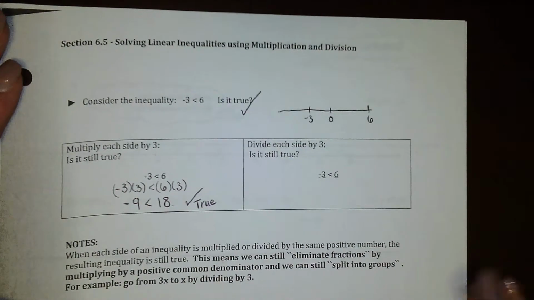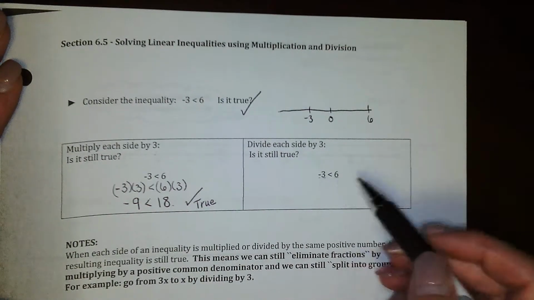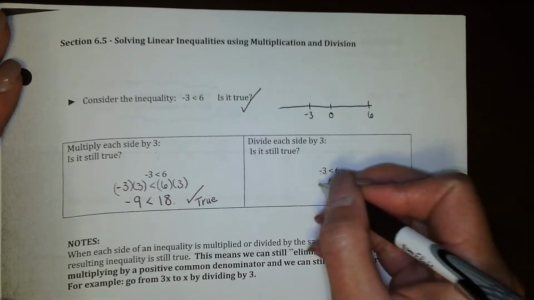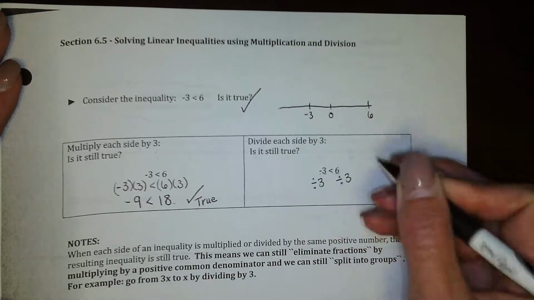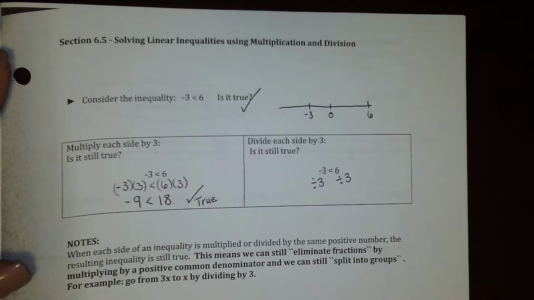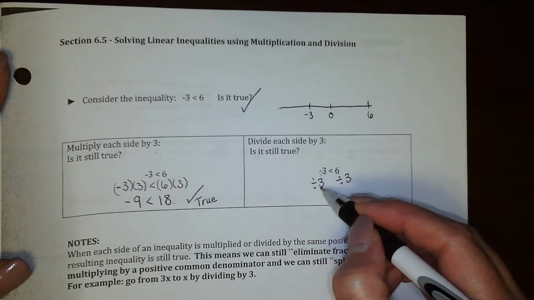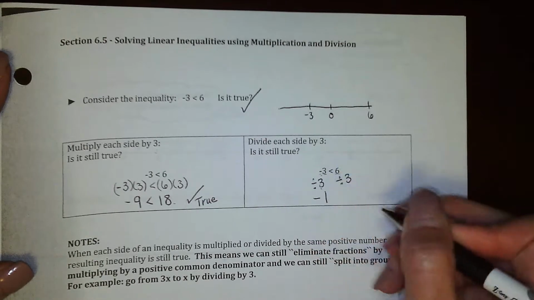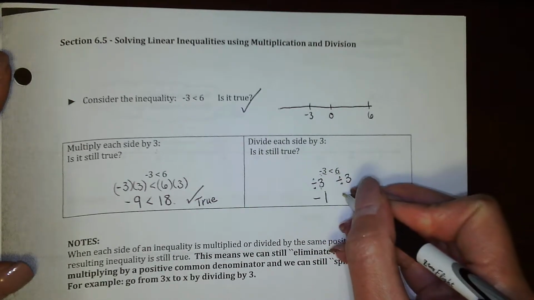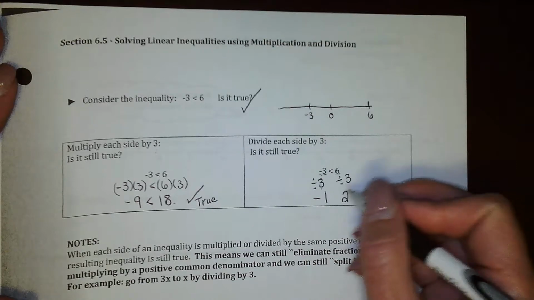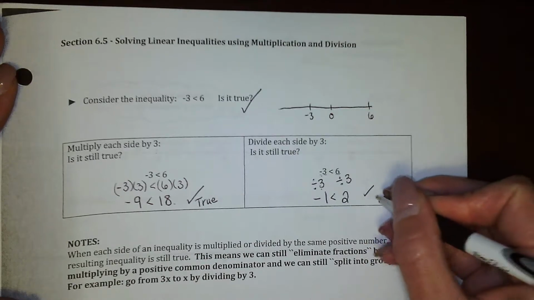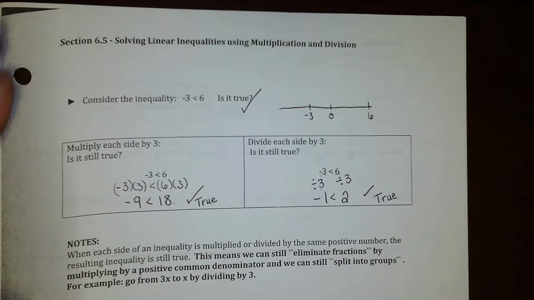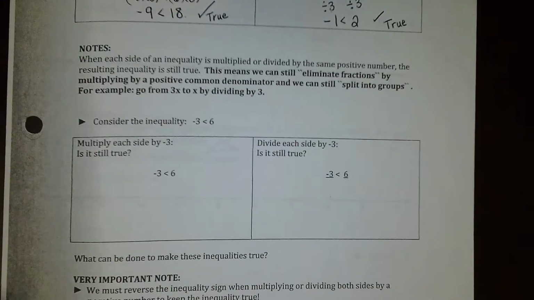And then division: if I were to divide both sides by a +3, dividing the 6 by a +3, what I do to one side, I must always do to the other side. So -3 divided by 3 is going to equal -1, and 6 divided by 3 is going to be 2. Now, -1 is less than 2. That is true. Simple.